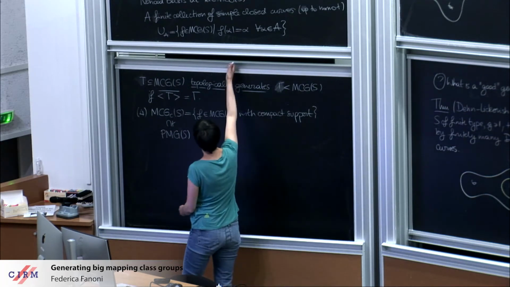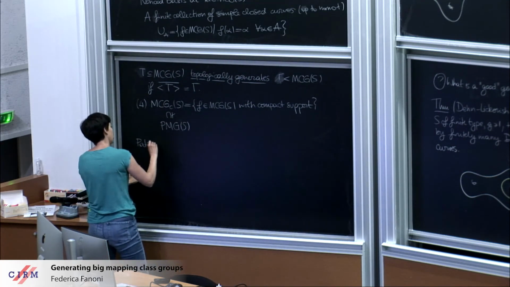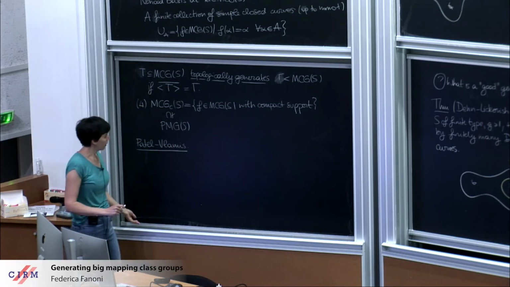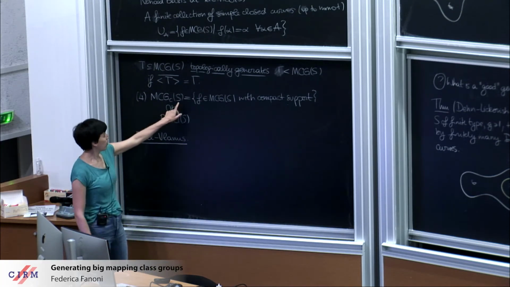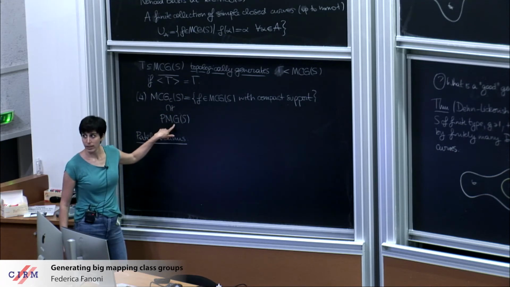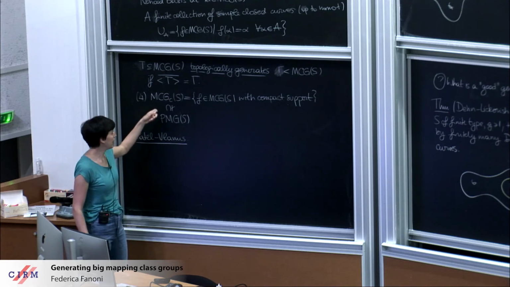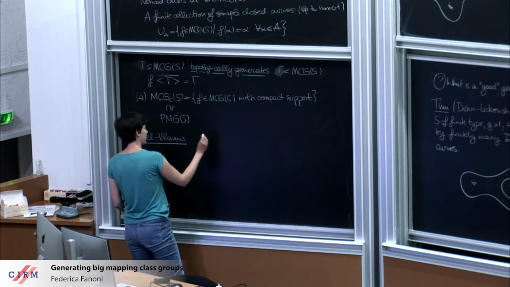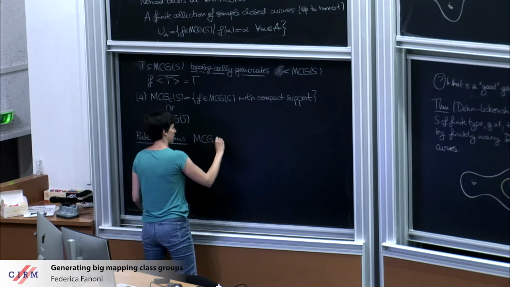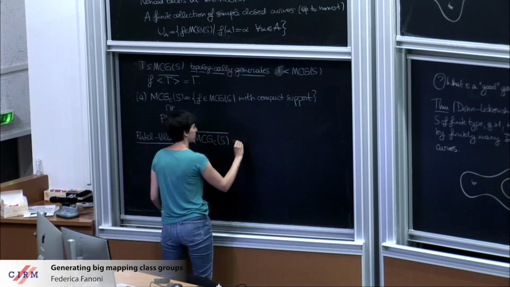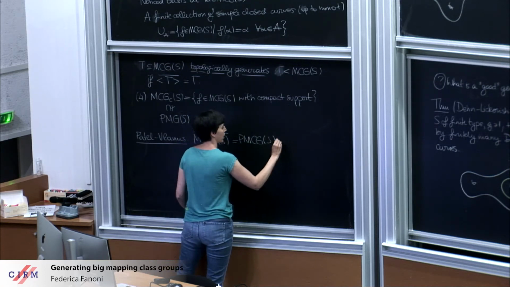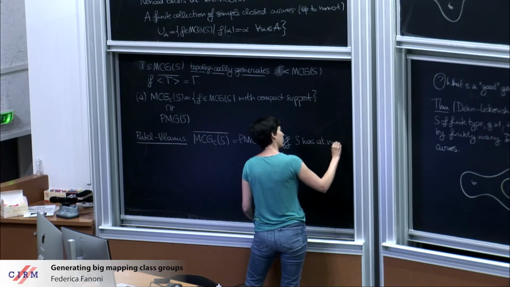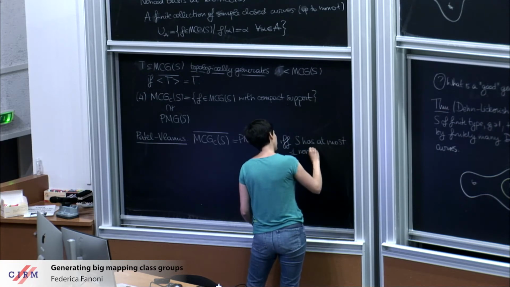About topological generation, something that's known is a work of Patel and Vlamis. Which tells you, okay, we know that this one is not the same as this one. Is it the same if I take the closure? If I take limits of things with compact support, can I get anything that's in the pure mapping class group? And the fact is, in general, no. If I take the compactly supported elements and I take the closure, this is equal to the pure mapping class group if and only if the surface S has at most one non-planar end. So what is a non-planar end?